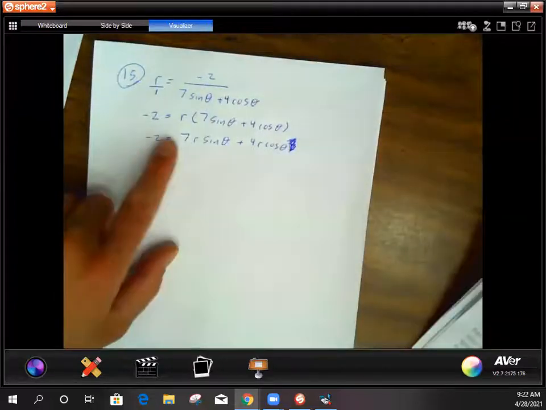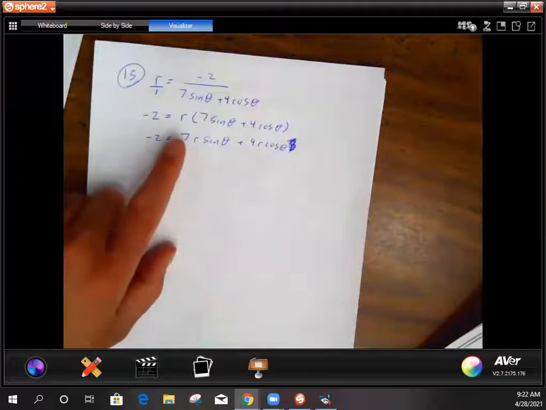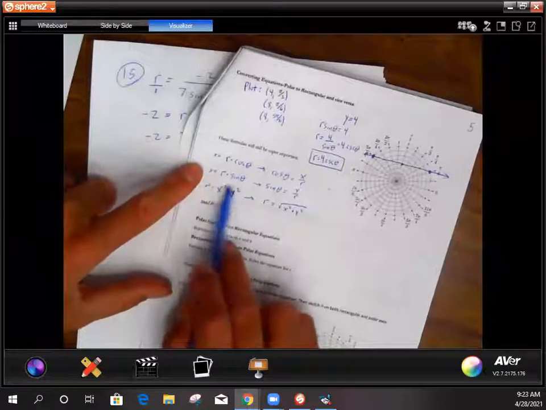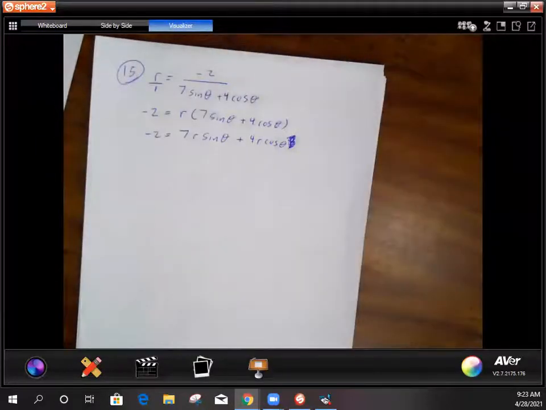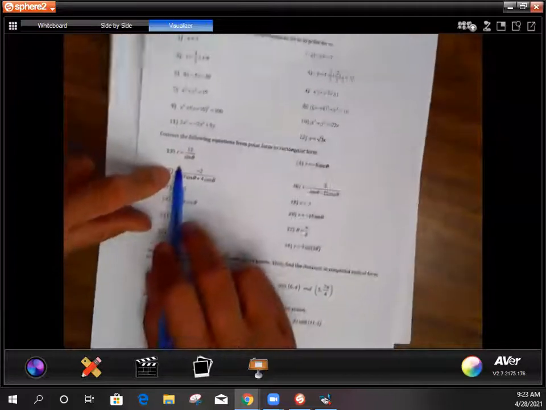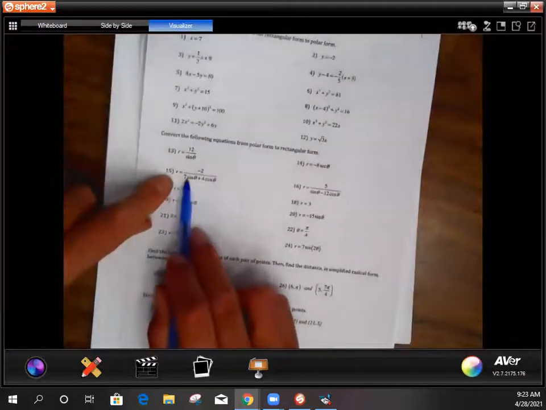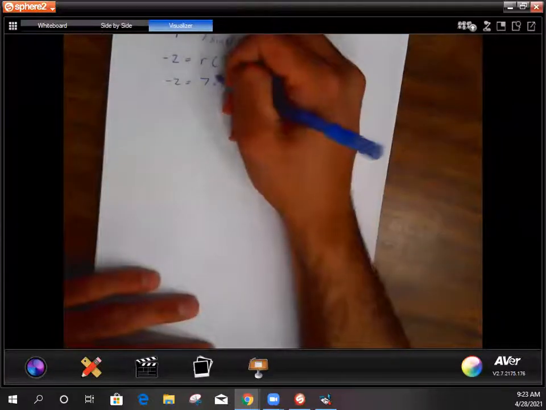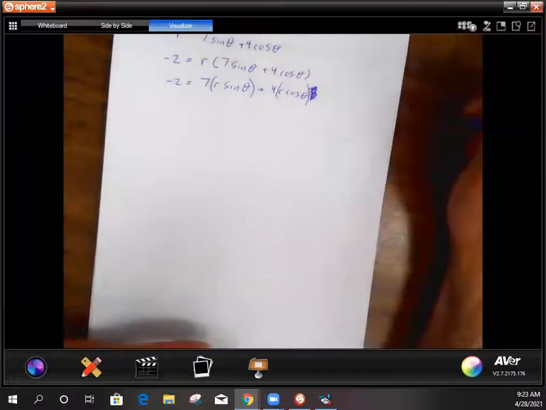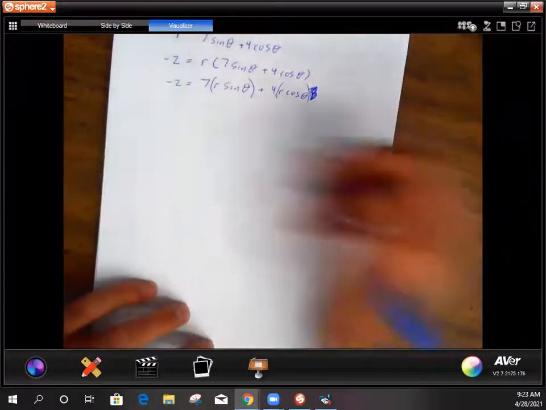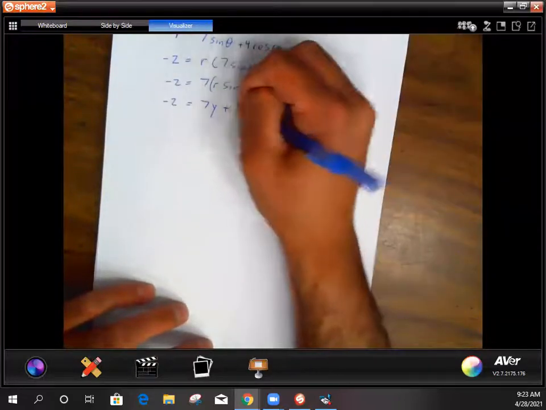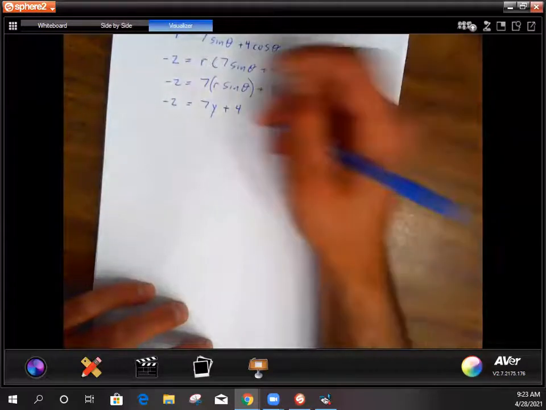I'd like to keep my r's and cosines and r's and sines right next to each other, because you can really multiply in any order, but I strategically put 7r and not r7 because I know that r cosine converts to x and r sine converts to y. That's the first thing I thought of when I saw this original equation. If I could just cross multiply and get these r's next to the sines and the cosines, then I can easily substitute in x and y. I'm going to take r sine theta and r cosine theta and replace them with y and x respectively. So I get -2 is equal to 7y plus 4 times r cosine, which is x.